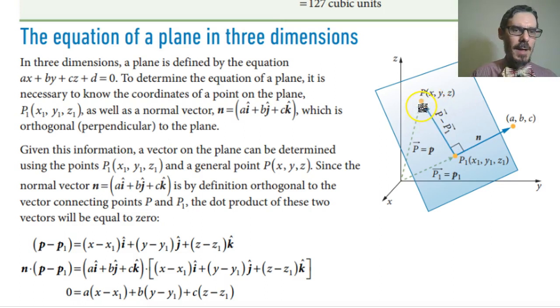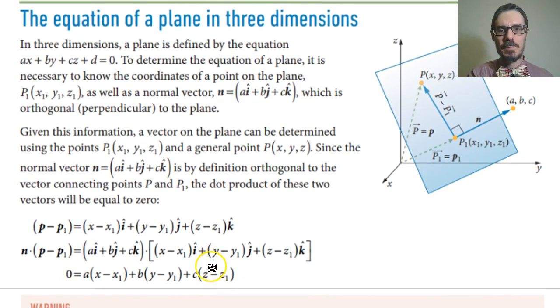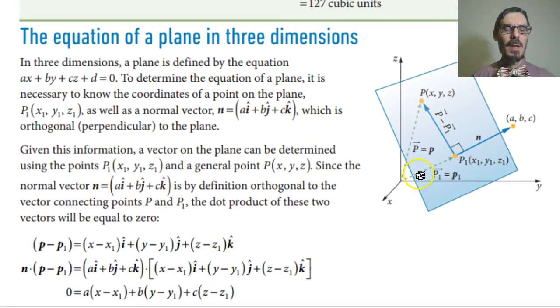But every vector within that plane is perpendicular to a normal vector from that plane. So I can define this plane by a single point and a normal vector. And as your textbook notes just a little bit below, you don't have to draw these two vectors at the same point. But it's easier to see if we do.